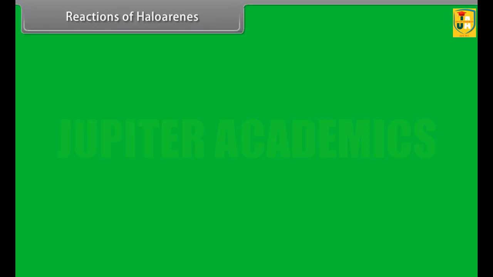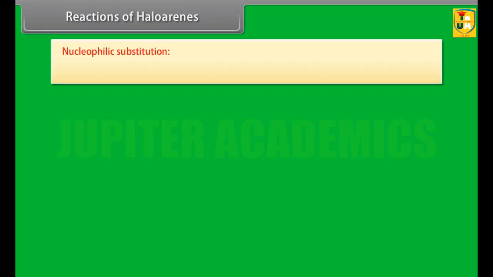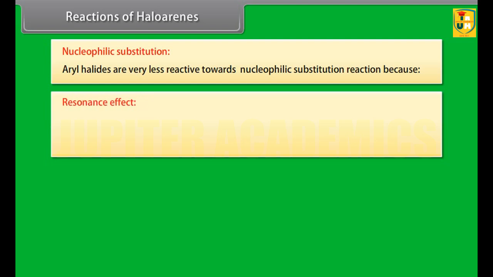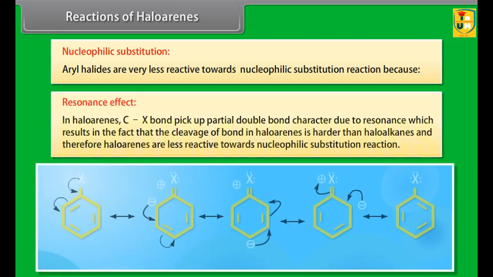Reactions of haloarenes. Nucleophilic substitution. Aryl halides are very less reactive towards nucleophilic substitution reaction because of the resonance effect. In haloarenes, the C-X bond picks up partial double bond character due to resonance, which results in the cleavage of the bond in haloarenes being harder than in haloalkanes, and therefore haloarenes are less reactive towards nucleophilic substitution reaction.